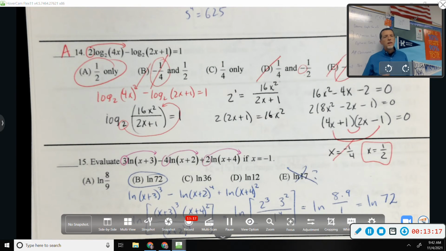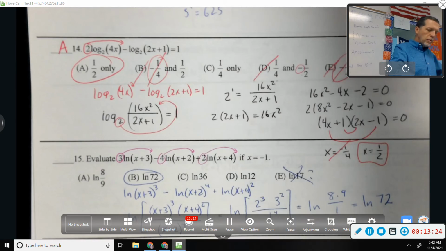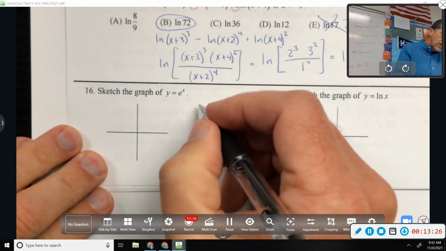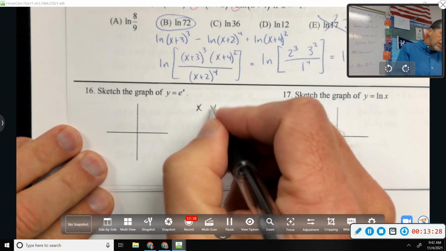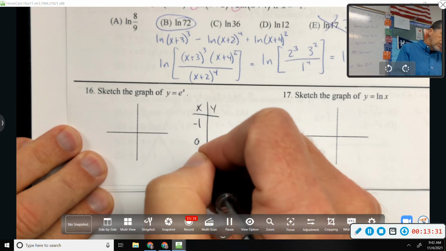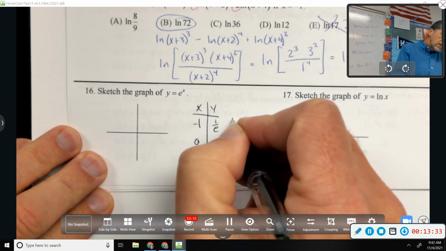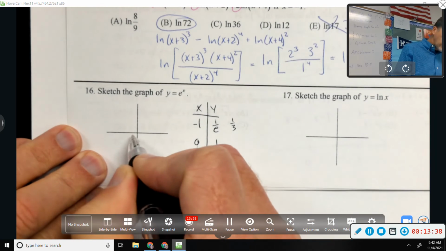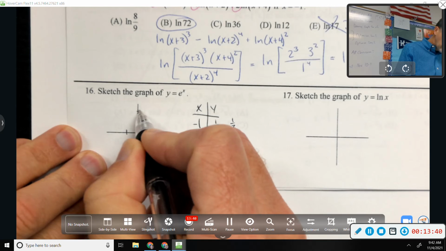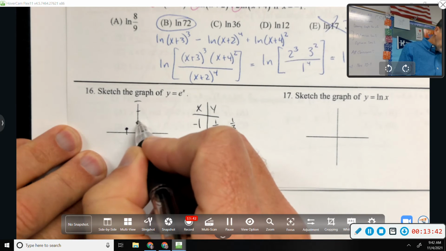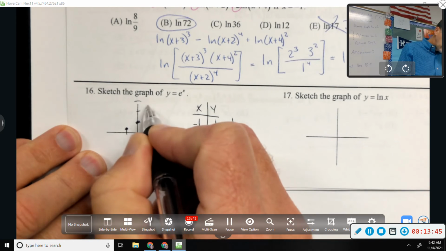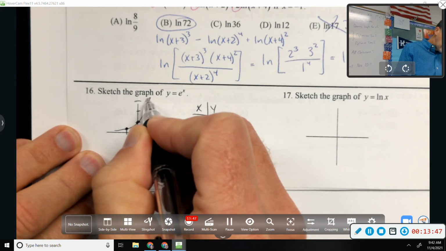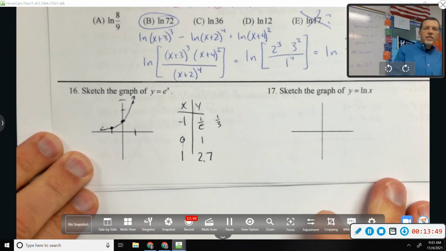You said we're not going to have any graphs like 16, 17 or anything like that. Correct. Did we do any 16 or 17? Well, that's from old stuff. That's just to try to remind you how they go. For e to the x, that's where we want to pick negative 1, 0, and 1. So negative 1, comma 1/3, 0, 1, 1, comma 2.7. There's e to the x.